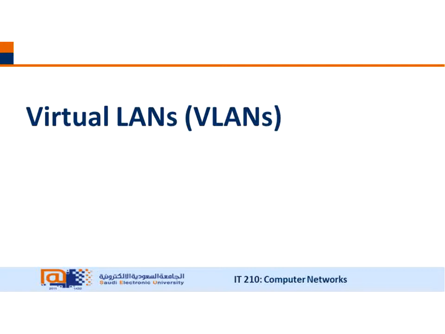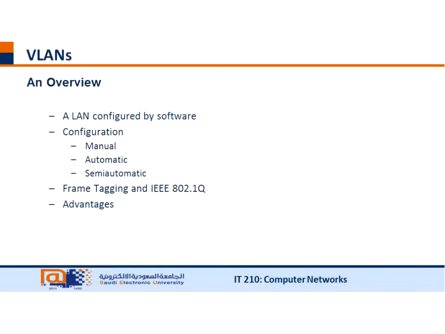Now next we have virtual LANs. A virtual local area network is basically a local area network which is configured by software, not by physical wiring. There are three types of configurations: manual, automatic, and semi-automatic. It has frame tagging and IEEE 802.1Q. The whole idea behind virtual LAN technology is to divide a LAN into logical instead of physical segments.